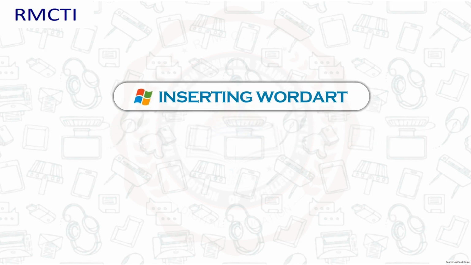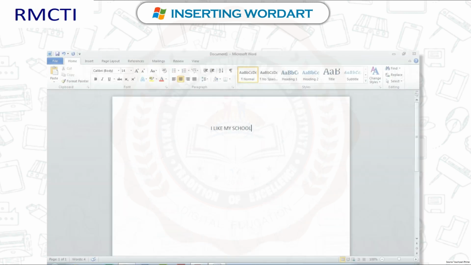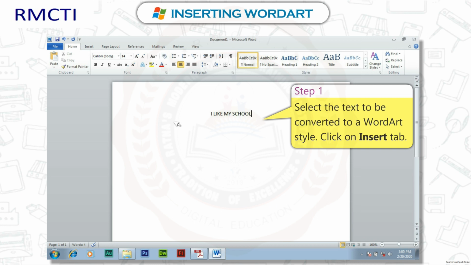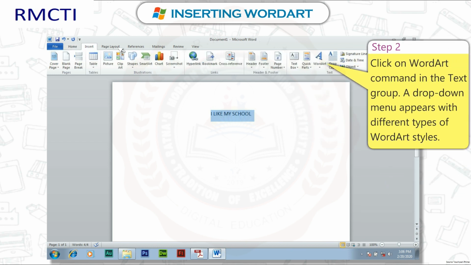Inserting word art. Word art allows you to create text effects that are not possible through text formatting. To apply word art effect to text, follow these steps. Step 1. Select the text to be converted to a word art style. Click on Insert tab. Step 2. Click on Word Art command in the text group.